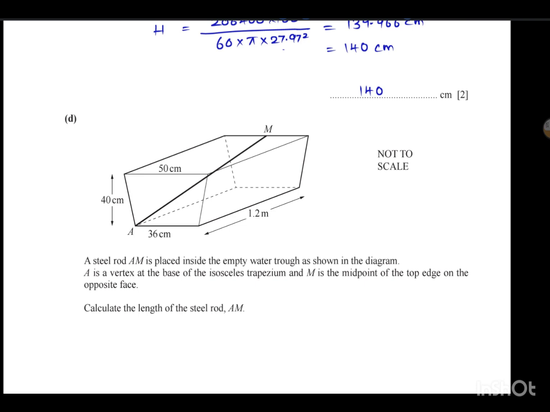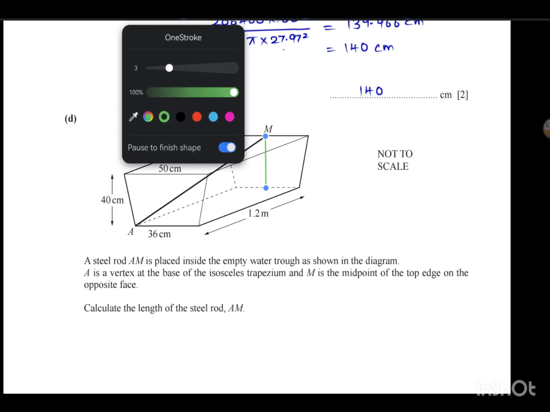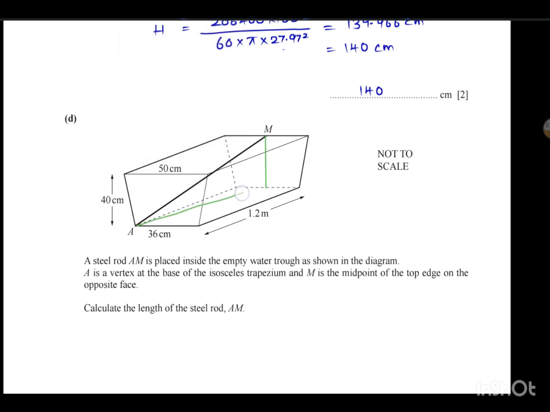So here you have to first find out some of the other measurements. Let us draw some lines here. Let me draw a straight perpendicular line from the top edge of the trapezium to the bottom edge, like this. And then let me join now from A to this point. So I am getting a right angled triangle. Okay. Now we know this height. We know this height because we already saw that it is 40 centimeters.